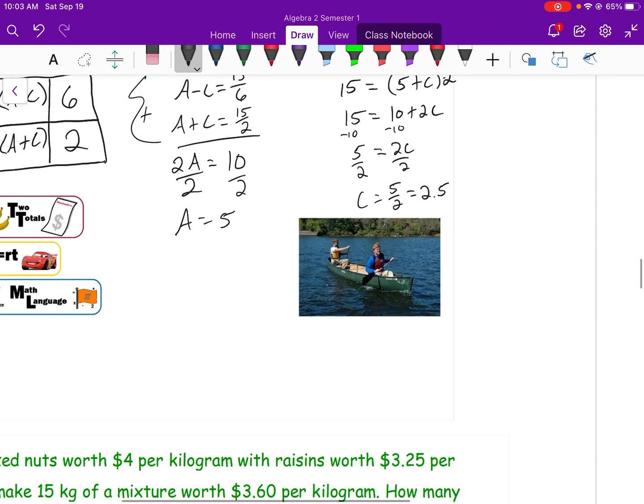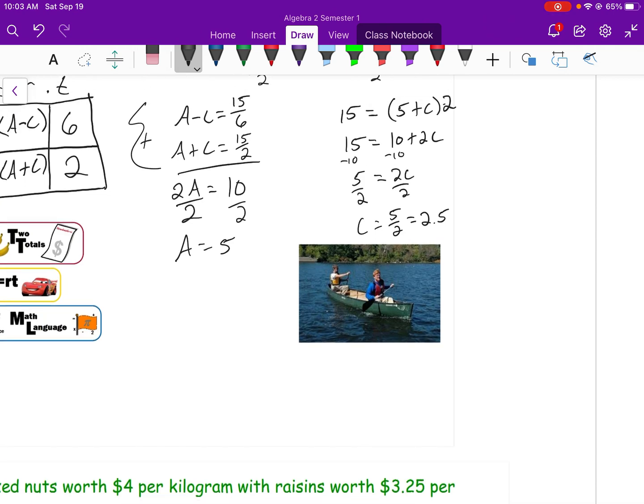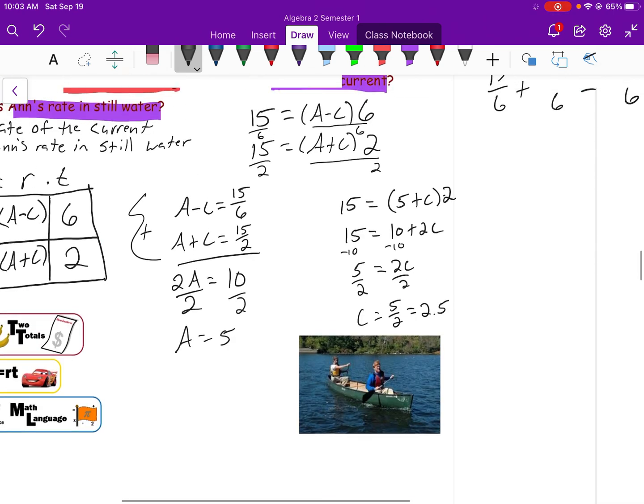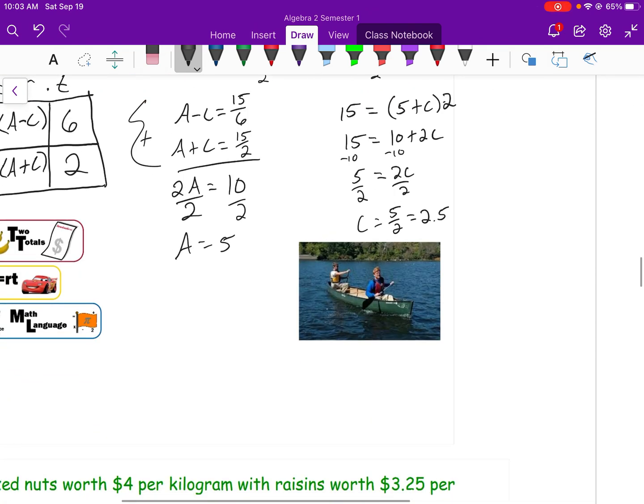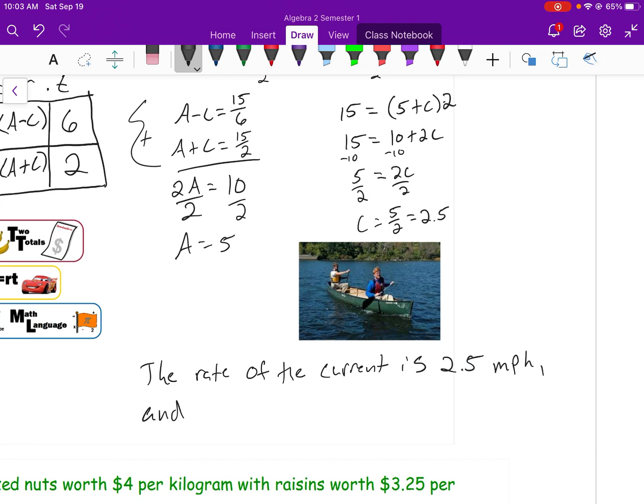Okay, so again, finishing off these problems, we need to write a sentence, and we're answering what is the rate of the current. The rate of the current is 2.5 miles per hour, and Ann's rate in still water is 5 miles per hour.